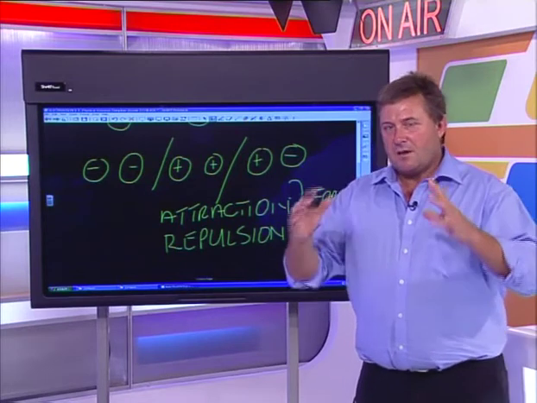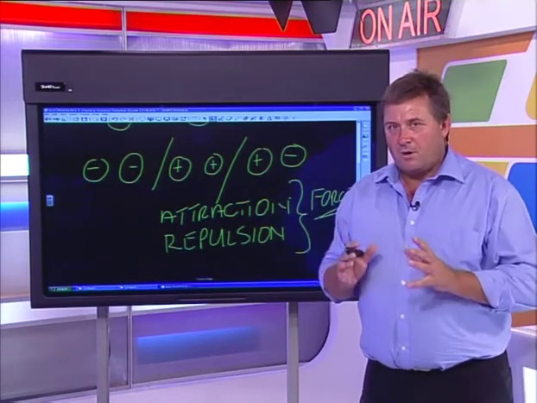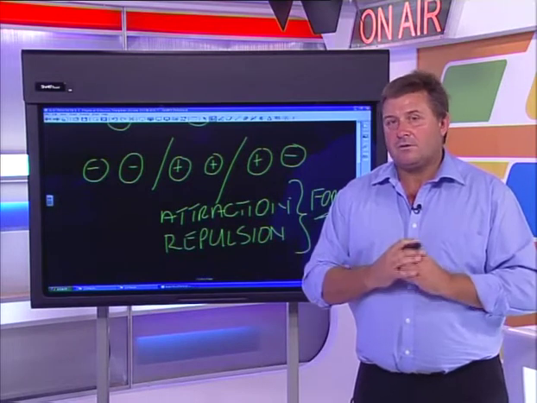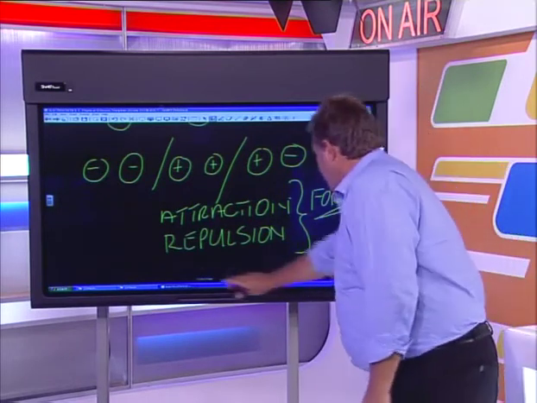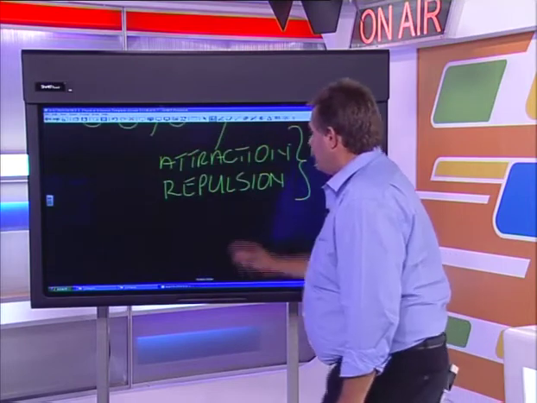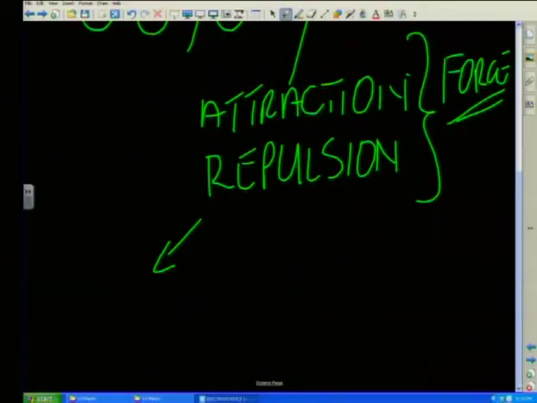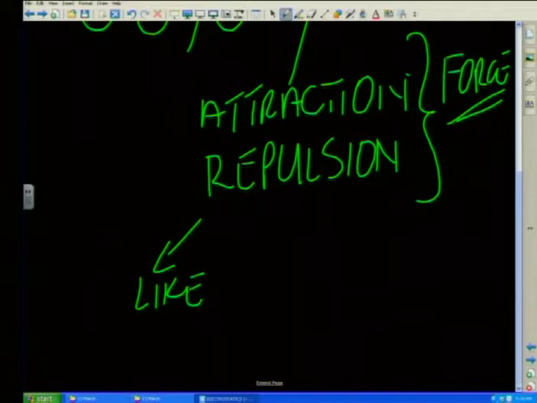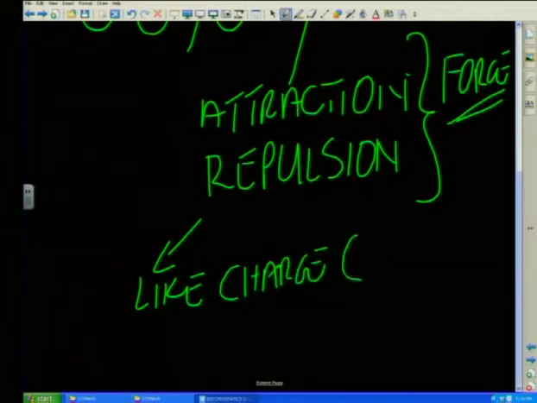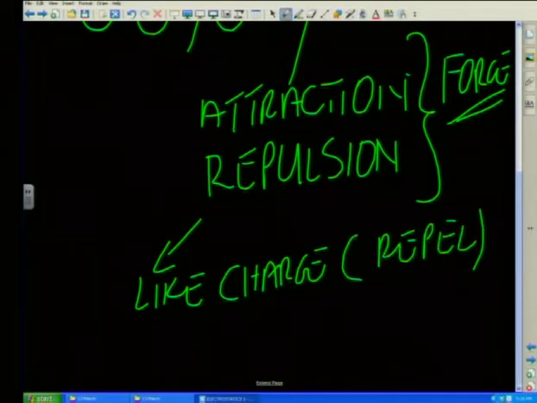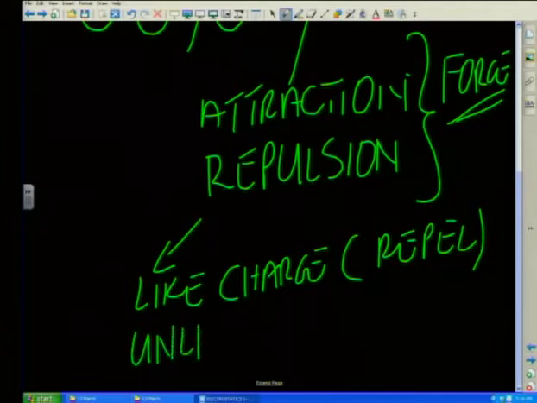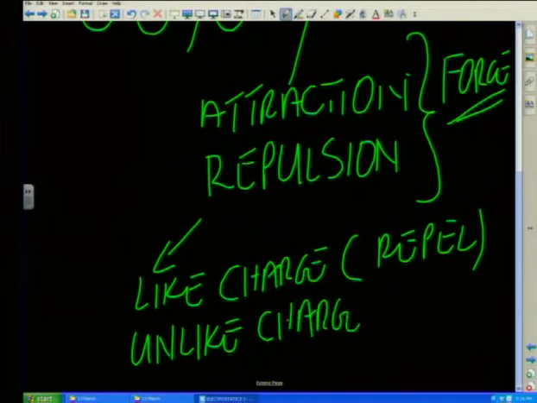Okay, and just like with magnets, where like poles were repelling and unlike poles are attracting, we get exactly the same thing over here. We get our like poles, which we say like charges, and they are going to repel, and we have unlike charges, and they're going to attract.